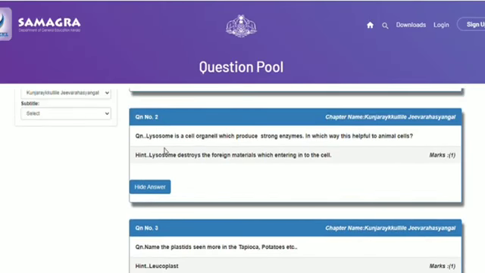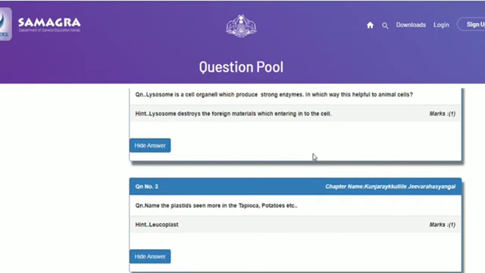Second question: lysosome is a cell organelle which produces strong enzymes. In which way is this helpful to the animal cell? Answer: lysosome destroys the foreign particles entering into the cell. Because it destroys the foreign materials entering into the cell.